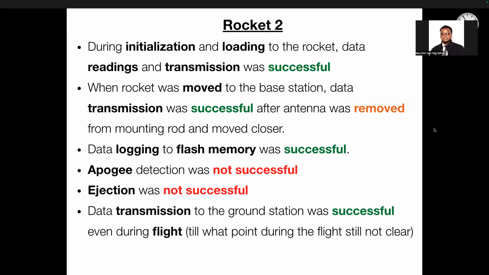For the second rocket, it's the same case. Initialization and loading of the rocket, data transmission and reading was successful. Also, like I said, when we moved the antenna closer to the rocket and removed it from the rod, and it was being held by someone, the data transmission was also continuous, so the data transmission worked. Also, data logging and flash memory was successful. Based on the recovered ESP32, we were able to get data from that.